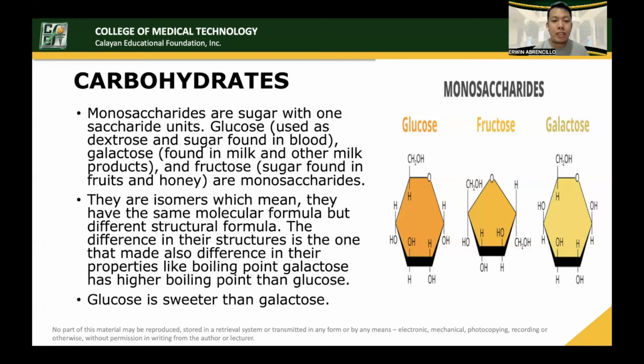The difference in their structures is the one that also made a difference in their properties. Because though they have the same chemical formula, since they differ in the structural formula, there is a difference in their boiling point. For example, the boiling point of galactose is higher than that of glucose. Meanwhile, glucose is sweeter than galactose. But among the three, fructose, the sugar found in fruits and honey, is the sweetest sugar.